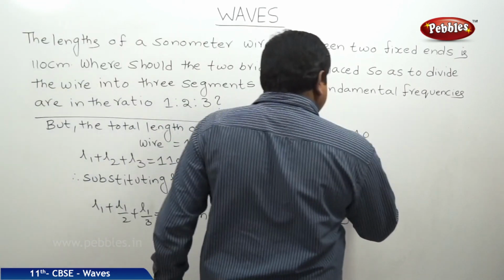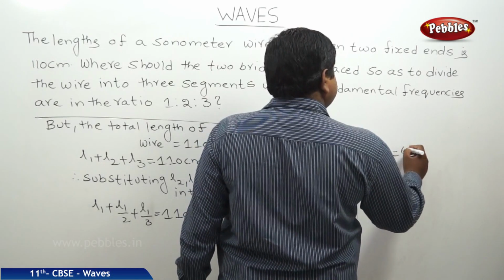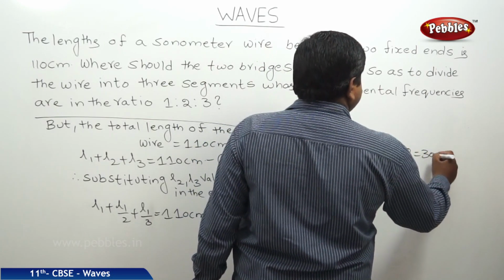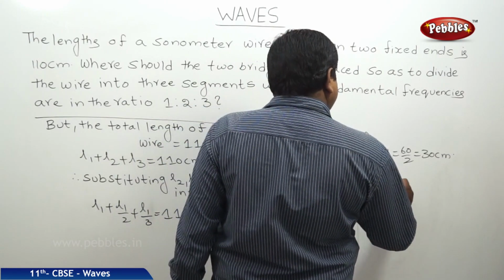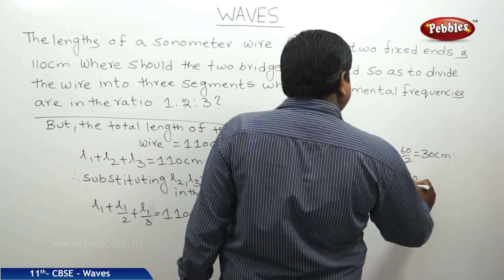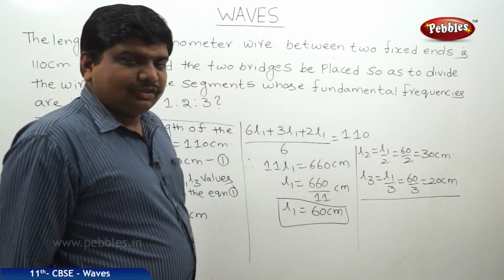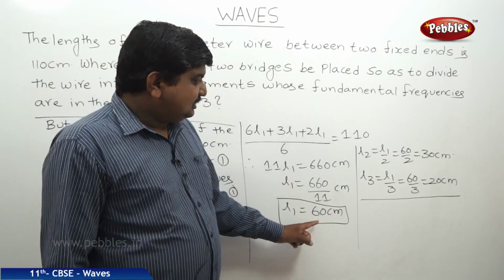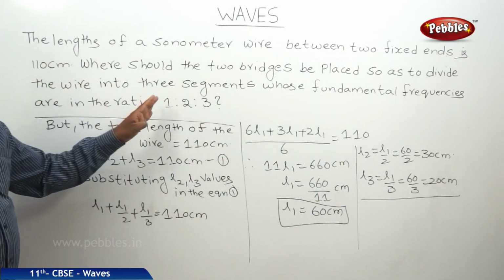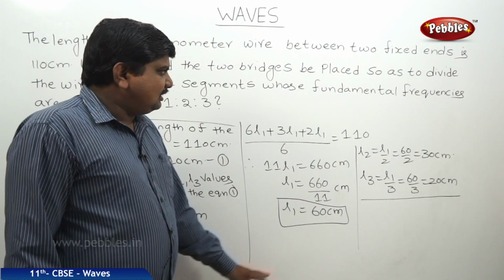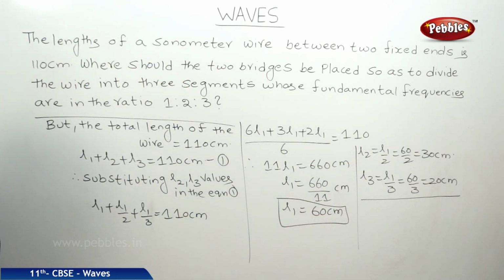Then what about L2? L2 is equal to L1 by 2, that is 60 by 2, which is 30 centimeters. And L3 is equal to L1 by 3, that is 60 by 3, which is 20 centimeters. Cross checking the answer: 60 plus 30 is 90, 90 plus 20 is 110 centimeters. So the answer is accepted. The lengths should be 60 centimeters, 30 centimeters and 20 centimeters.